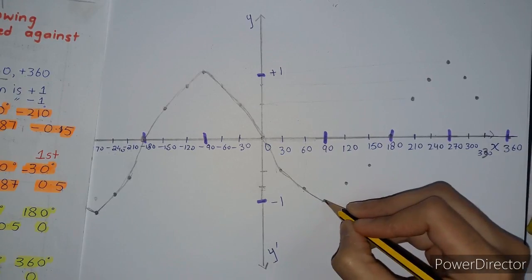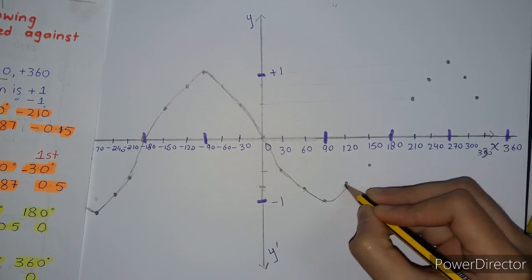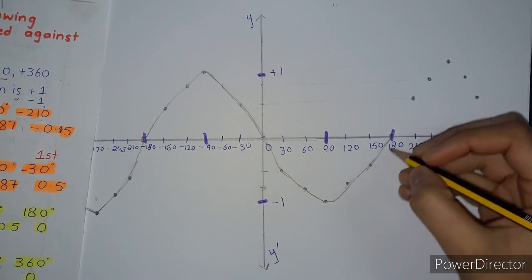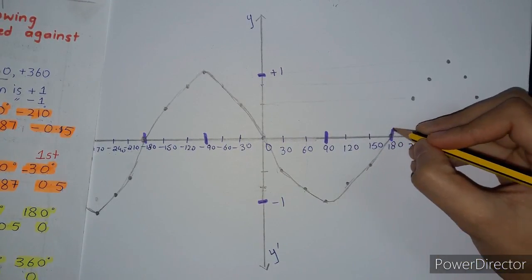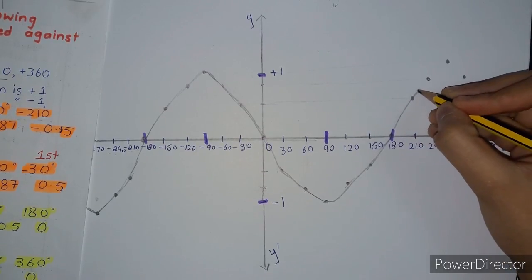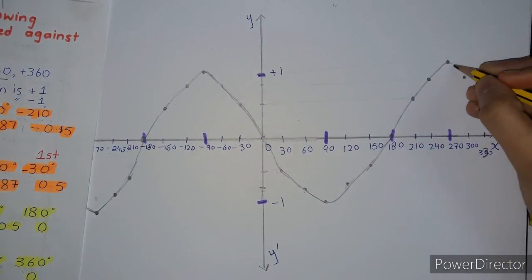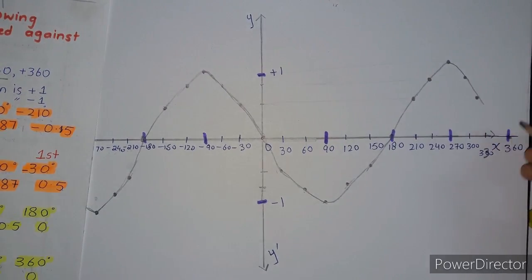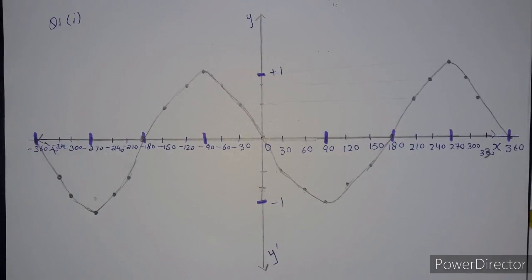You can join it with the marker as well if you want, but I am joining it with pencil first. If you draw it in the graph paper, you will get better result. Now moving towards the next part.